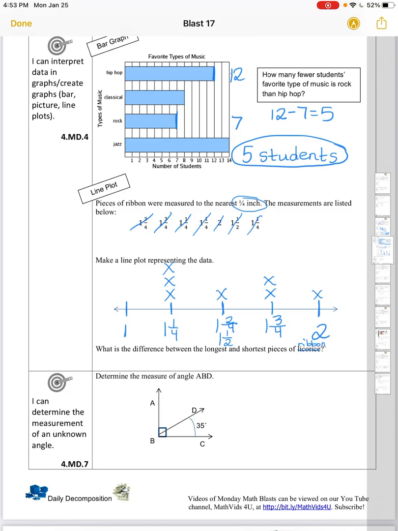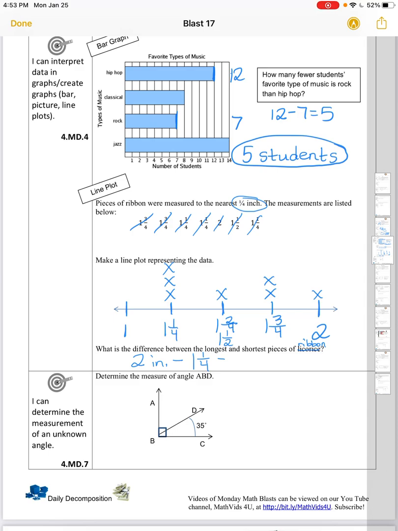Okay, so the longest piece is 2 inches. And so we're going to subtract the shortest piece. Now, some people would want to say 1 because 1 is the start of my number line there, but there's no X above 1, so 1 is actually not in the data set. I need the shortest measurement that has an X above it. So 1 and 1/4 is the shortest measurement that any ribbon measured there.